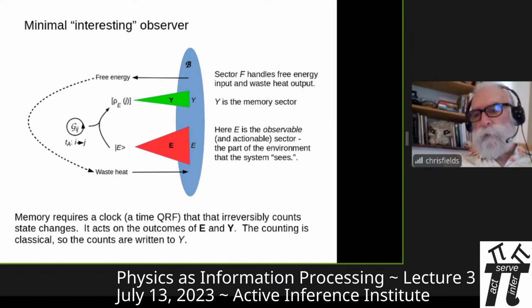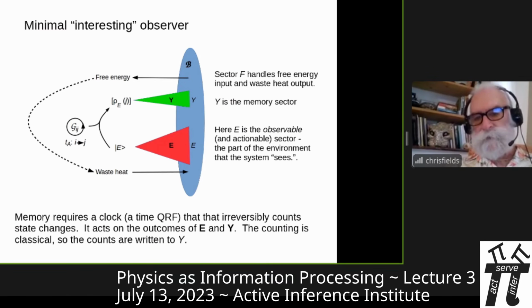And then in order to do this computation, and specifically in order to write information to the boundary, in order to actually flip bits on the boundary, it needs free energy. So the rest of its boundary gets devoted to extracting free energy from the environment and exhausting free energy, waste heat, in other words, into the environment. And so it has this nice little thermodynamic cycle that drives everything else.